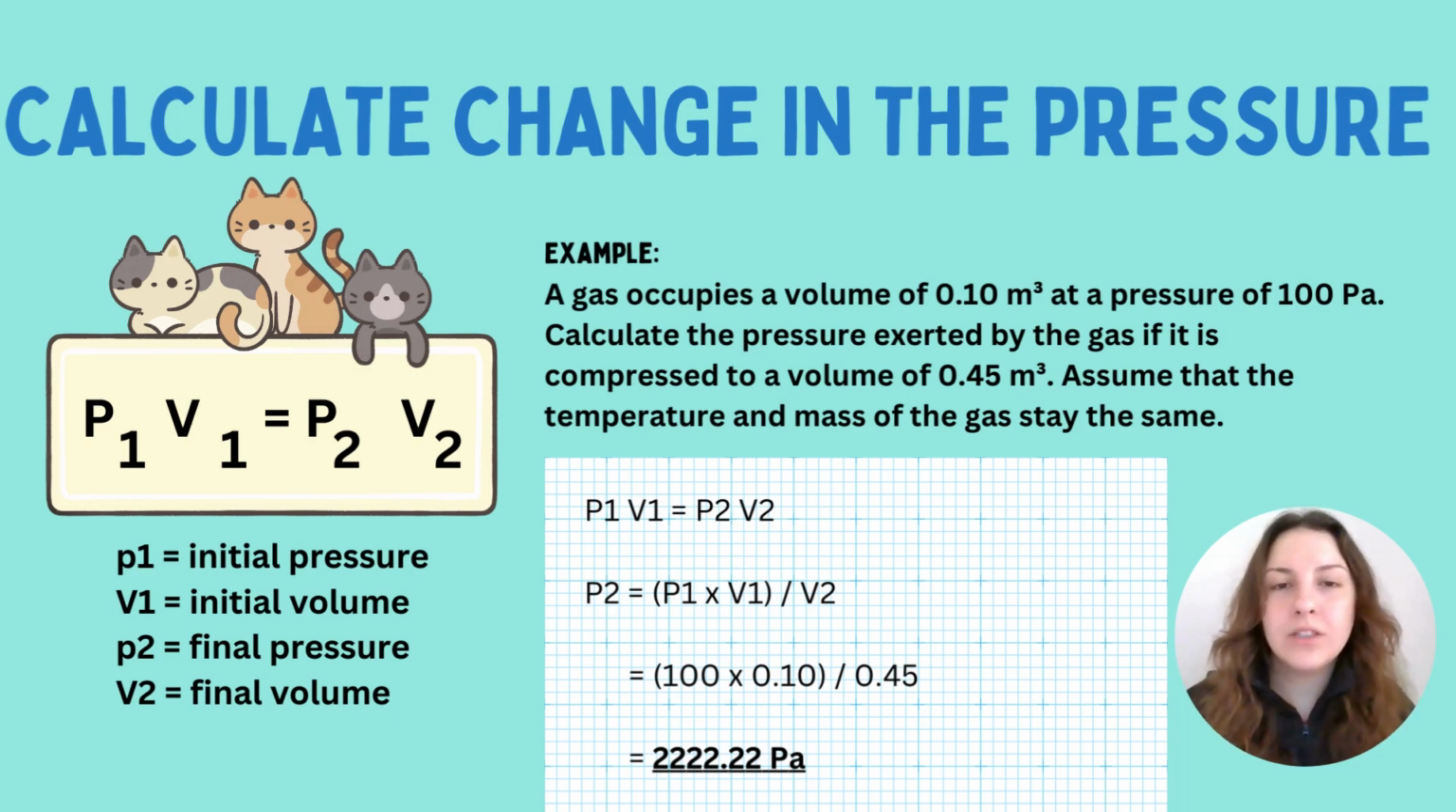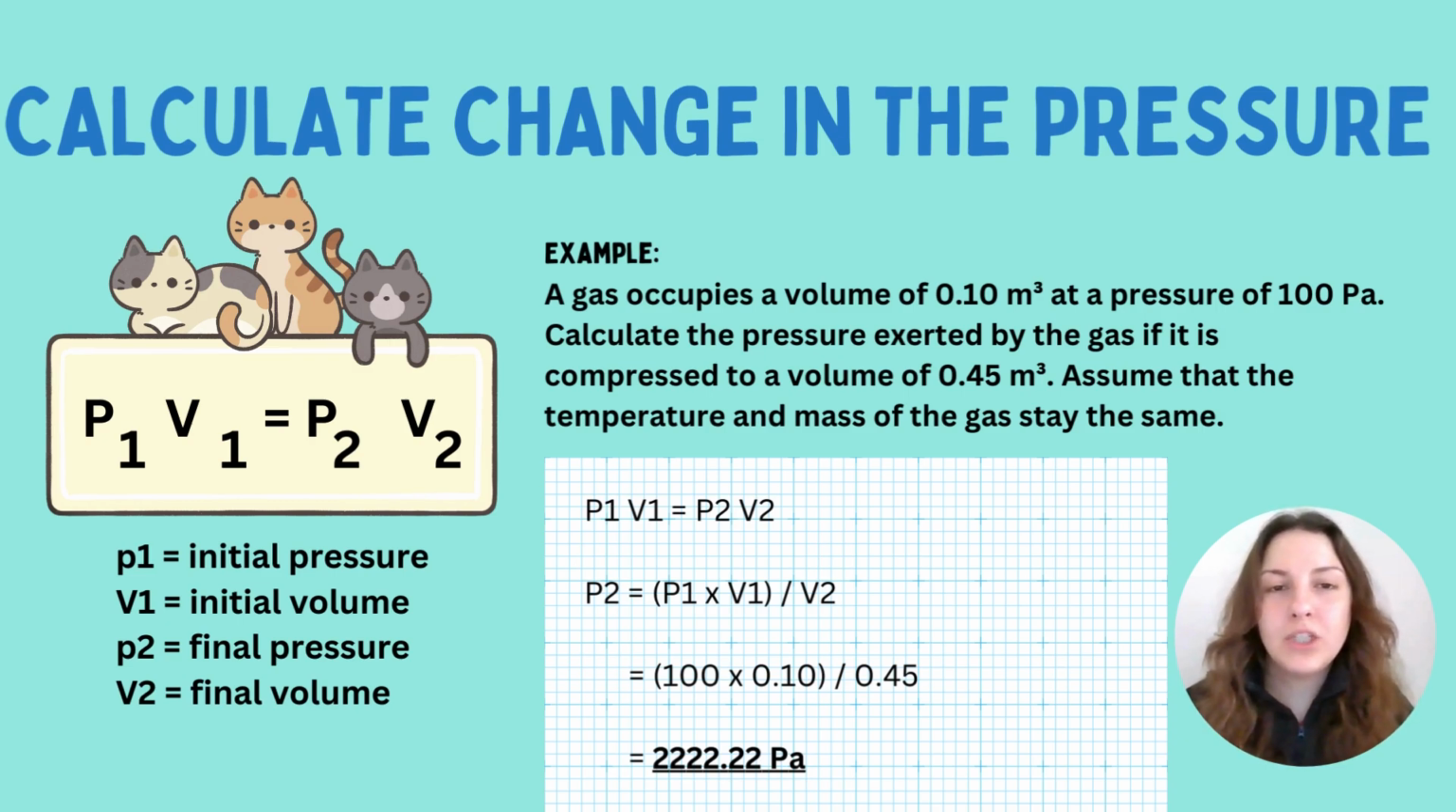We are working out the pressure, the new pressure, which is P2. And this equals P1 times V1, which we already have. And we have V2, which we've put on the other side. Because it's times by P2, we've just had to move it to the other side. So we've done the opposite of it. So that's why it's divided by V2. Then we put the numbers in.